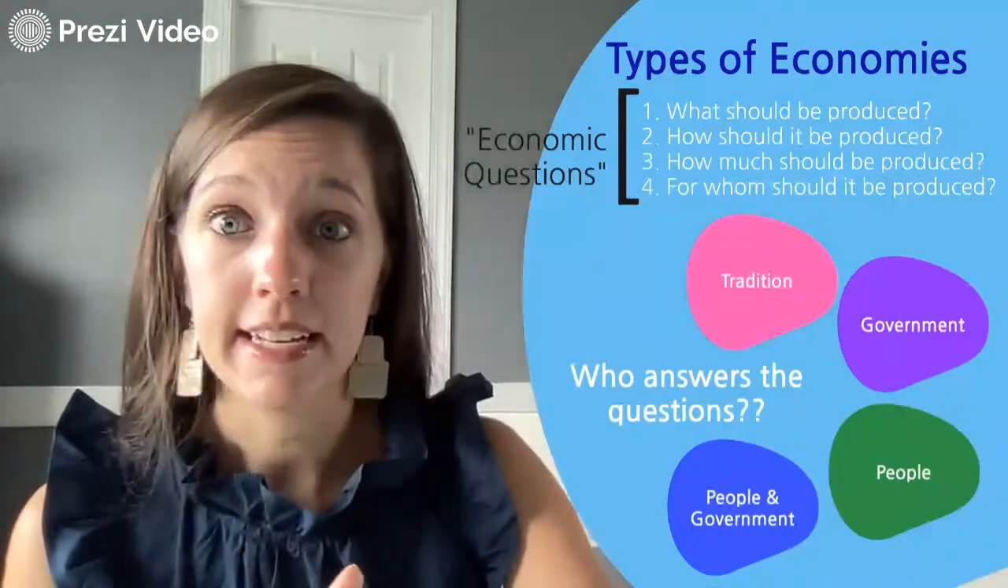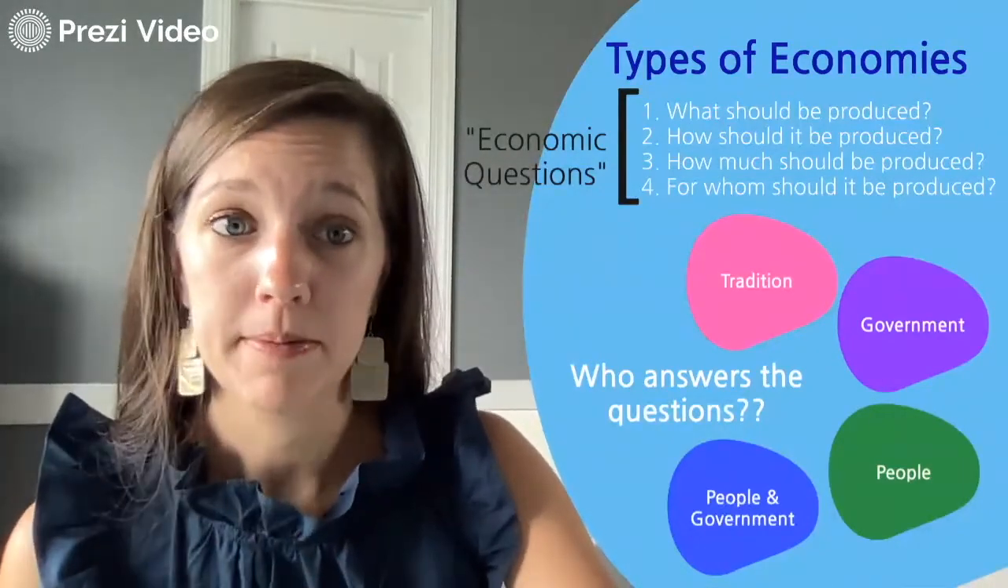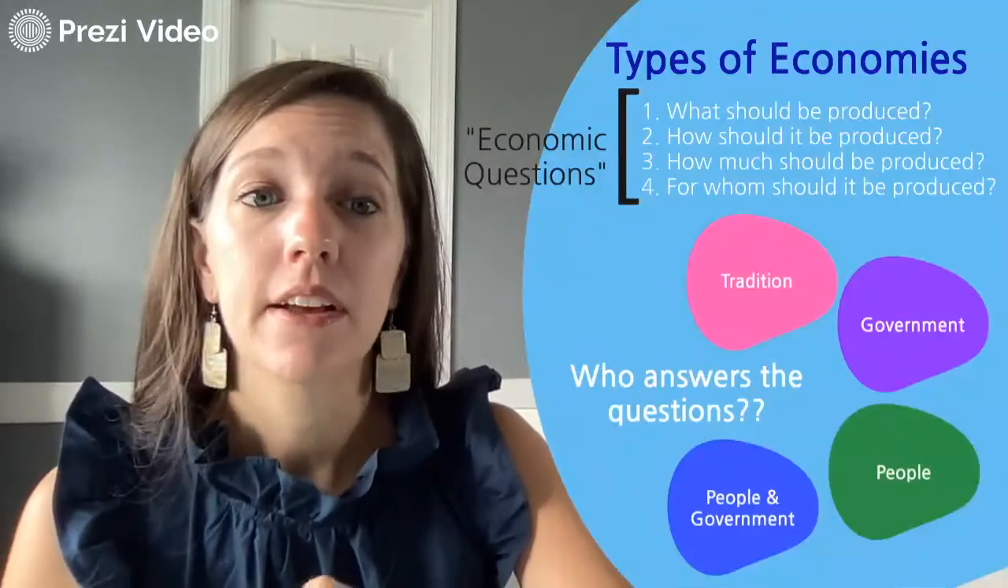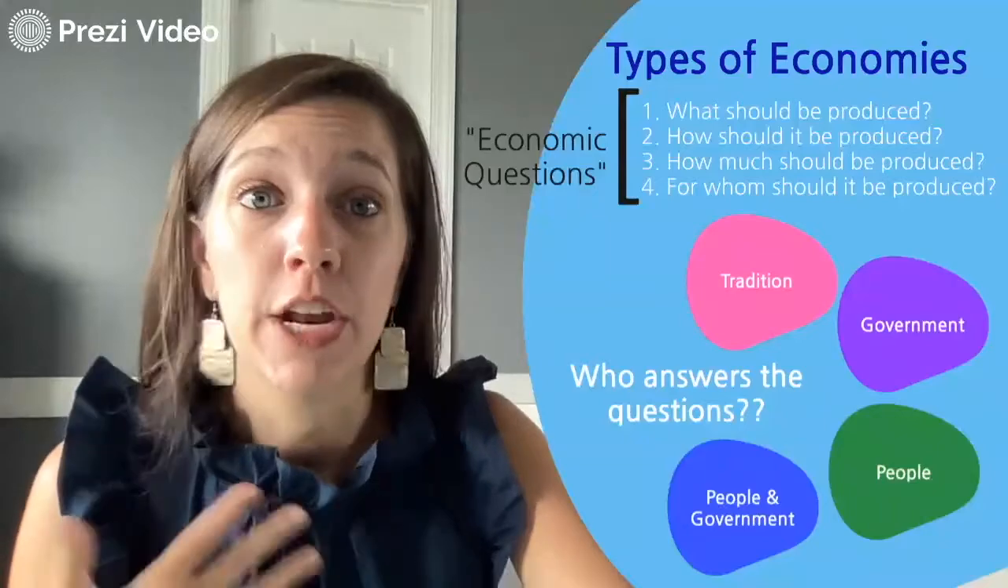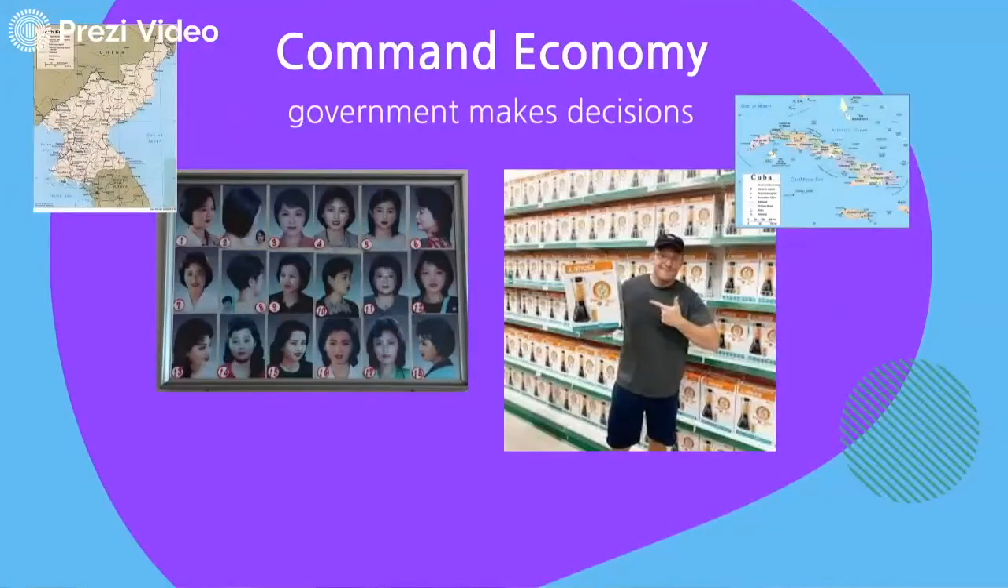If the government is answering these 4 economic questions, if the government decides what should be produced, how much should be produced, how it should be produced, and who it's produced for, that's called a command economy. In a command economy, like I said, the government makes all of the decisions. We see this in places like Cuba and North Korea.